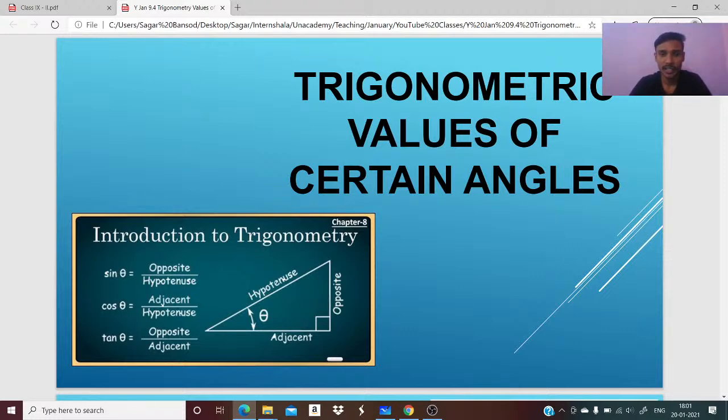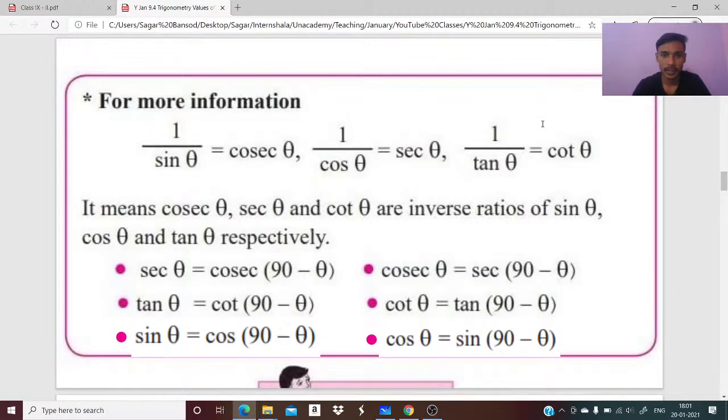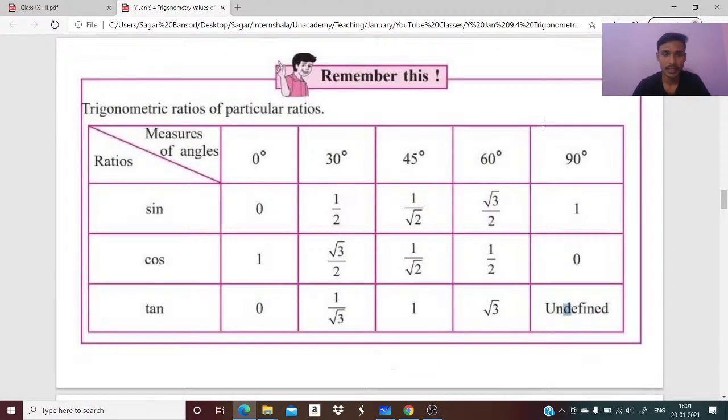This is my fourth session on YouTube, and this session is going to be on the trigonometric values of certain angles. I hope that you are already aware of that. We have a table. Let me show you the table. You have a table just like this, where we have the sine, cos and tan values of 0 degree, 30 degree, 45 degree, 60 degree and 90 degree, right?